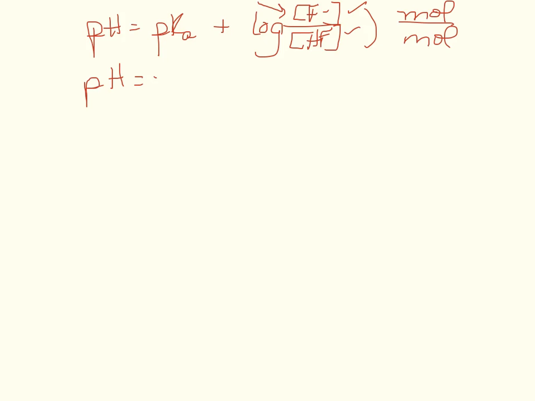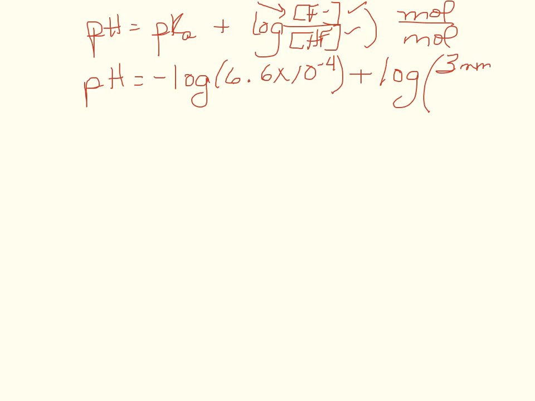The formula for pKa is minus log, just like any p-value is minus log of the Ka, and the Ka for hydrofluoric acid is 6.6 times 10 to the minus 4. And the mole values we just got on our mole table for the conjugate base and conjugate acid, we found that we had 3 millimoles of fluoride and 4.5 millimoles of hydrofluoric acid left over. And so let's go ahead and simplify this equation.